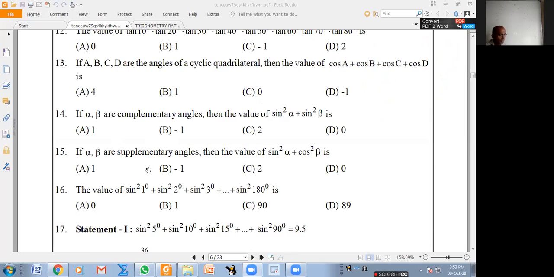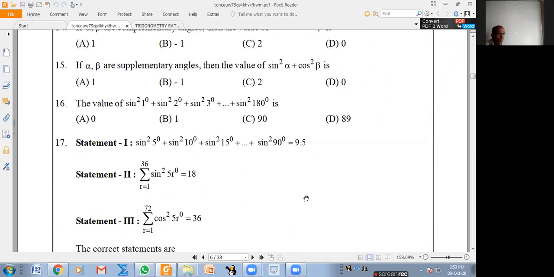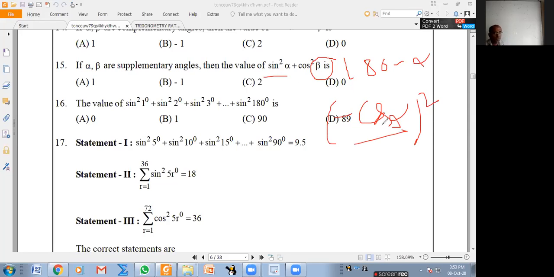Okay, coming to 15. Supplementary angles: sum of the angles is 180 is called supplementary, and sum of the angles is 90 is called complementary. So alpha plus beta is 180. So again, in the place of beta, you can write 180 minus alpha. Cos 180 minus alpha is minus cos alpha, but square is there. So minus cos alpha whole square is cos square alpha. This is sin square alpha. Sin square alpha plus cos square alpha is 1.